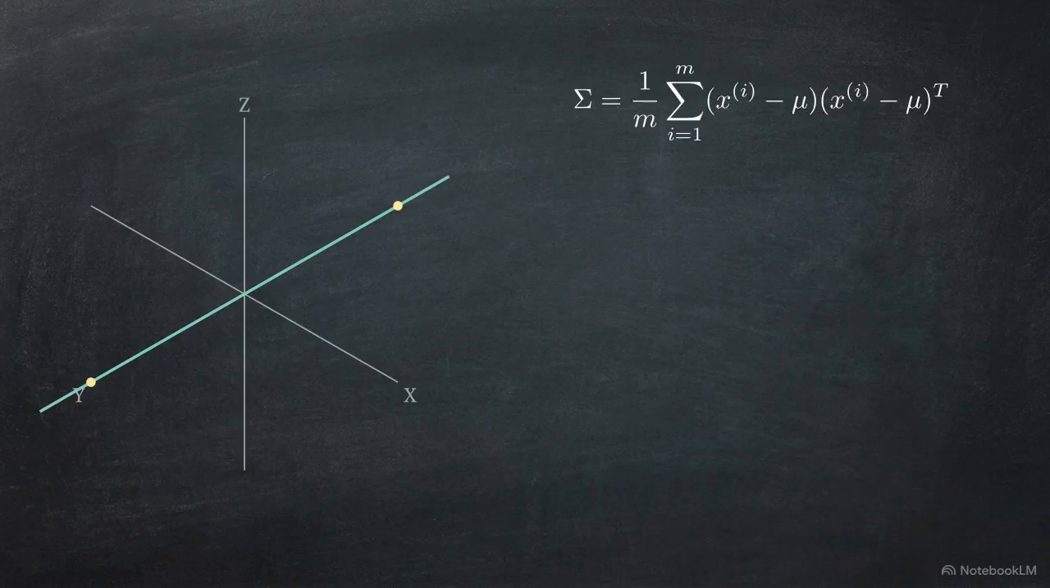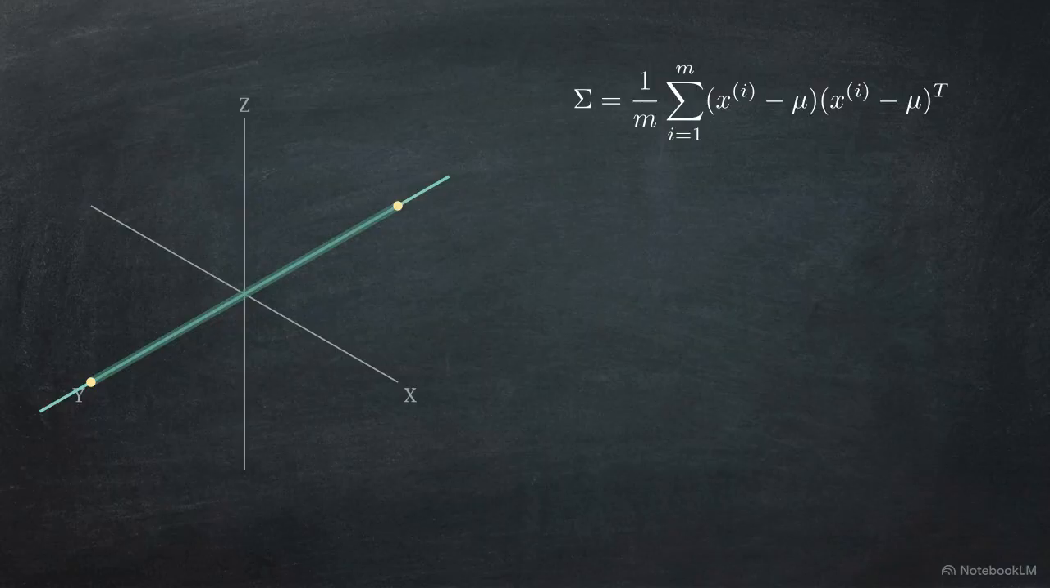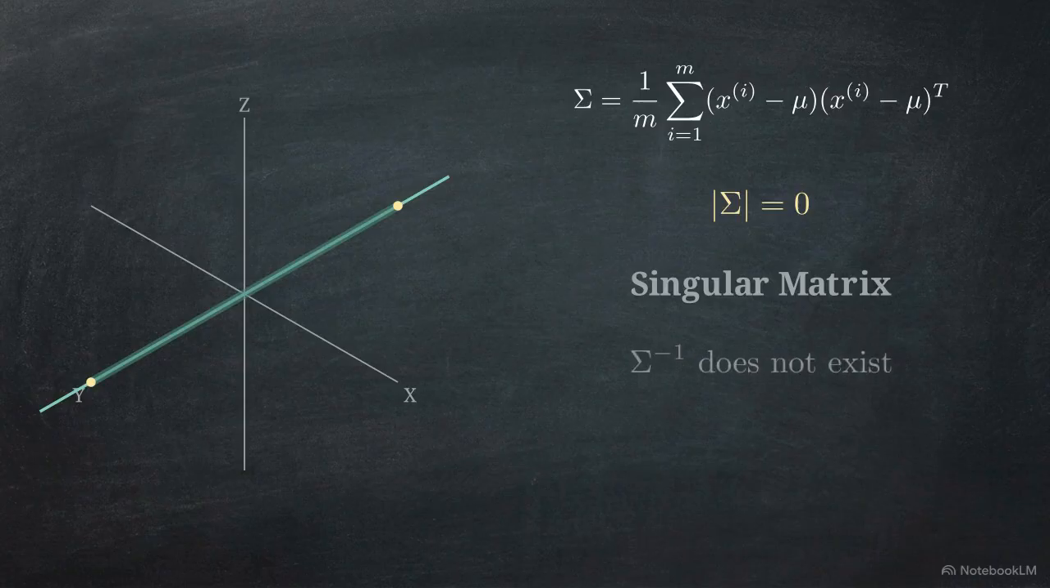This empty space breaks the standard maximum likelihood estimator. When we use this formula to calculate a covariance matrix, we are attempting to map how the data varies across all available dimensions. Because all the probability mass is flattened onto that lower dimensional line, the data occupies 0 volume in the higher dimensional space. Consequently, the determinant of the resulting covariance matrix collapses to exactly 0.